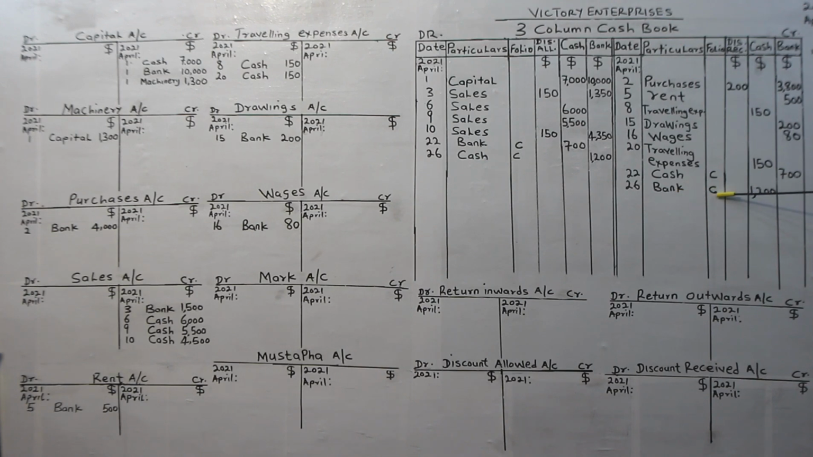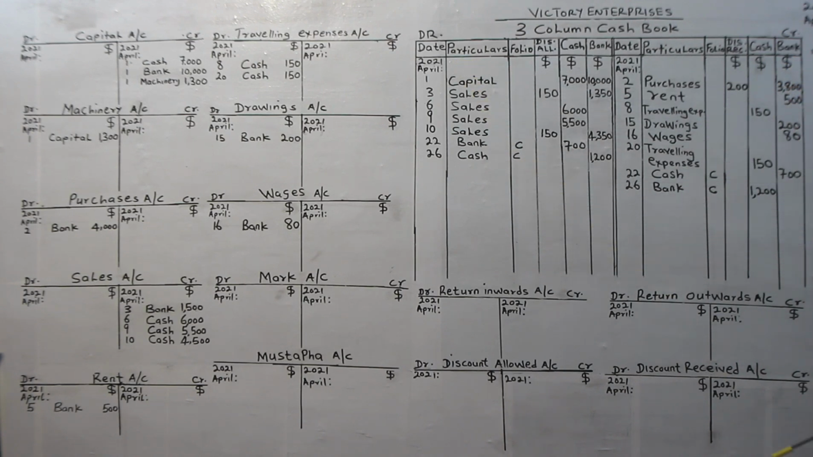We said it's called contra entry, represented by C, on 26th April 2021. Of course, cash of 1,200 was paid into the bank. It means that the bank account is the receiver. So we go to the debit side and debit the bank column with $1,200 received from the cash office on 26th April 2021. Of course, it's called the contra entry.